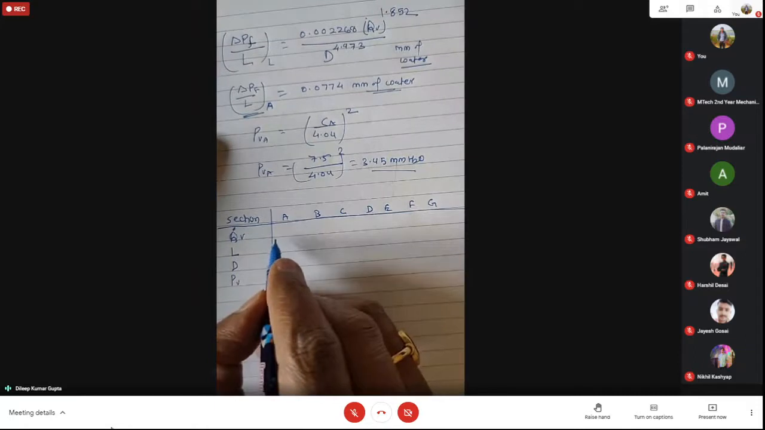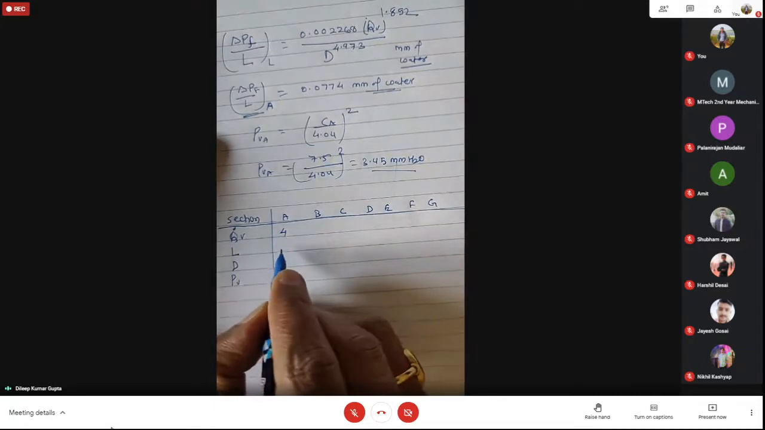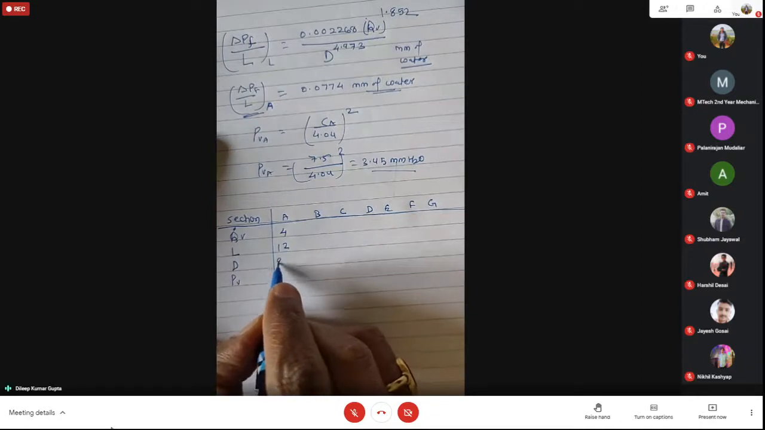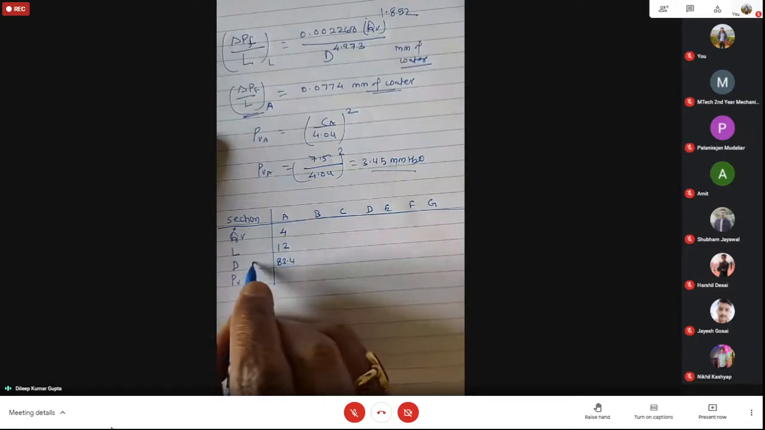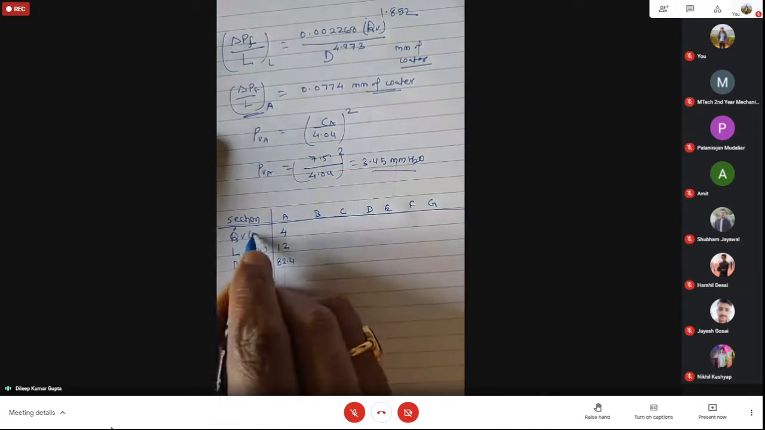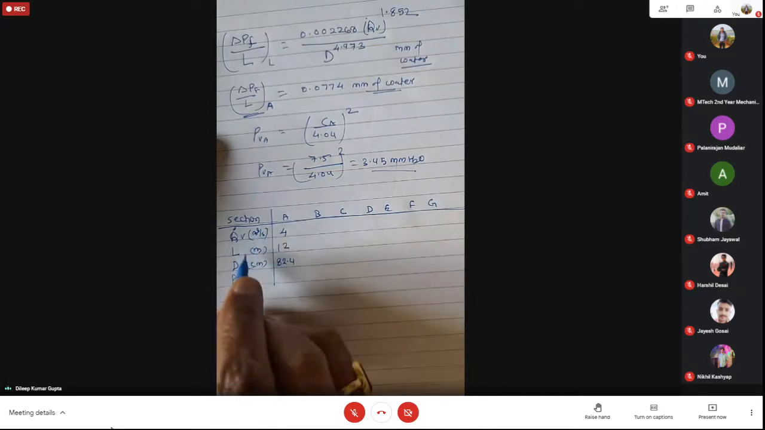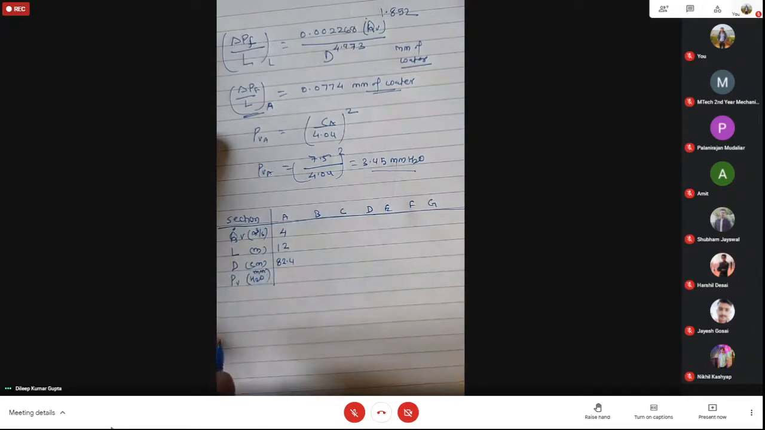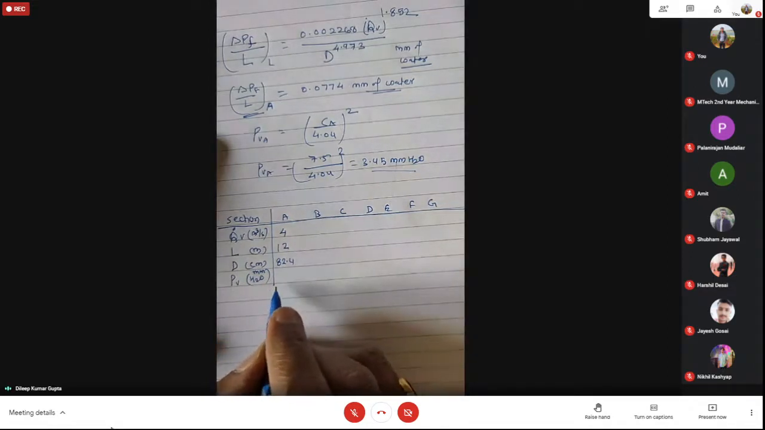For the first section we have already done. The volume flow rate was 4, length was 12, and the diameter we got was 82.4 centimeter. Let us take it in centimeter here. This is in meter here. This is in meter cube per second here. That can be changed as per your requirement, and this is for H2O column, mm of H2O. And this value we got as 3.45.